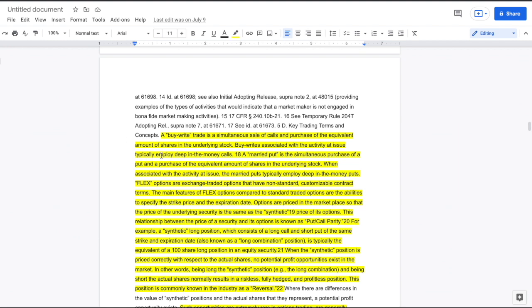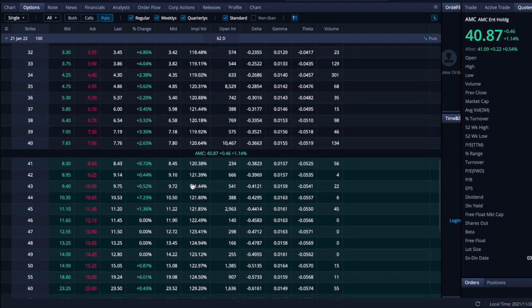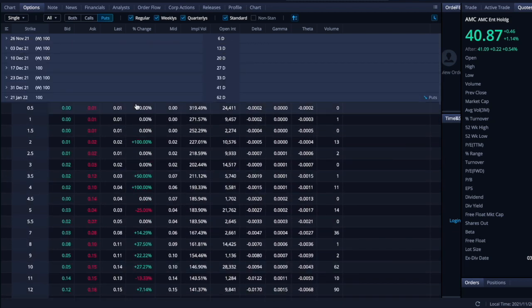And they are selling these calls, and they also could be buying the equivalent amount of shares. A married put is the simultaneous purchase of a put and a purchase of the equivalent amount of shares in the underlying stock. When associated with the activity at issue, the married puts typically employ deep in the money puts. Now, I have also heard some theories and seen the research on how this is actually done with deep out of the money puts as well. And when we come over to AMC's option chain and take a look at the puts, well, we don't see any crazy action on the deep in the money put side, but look at the deep out of the money puts. The furthest strike, the 50 cent strike on AMC, has 24,000 of open interest, meaning that 24,000 contracts are being held at the current time at that 50 cent strike.